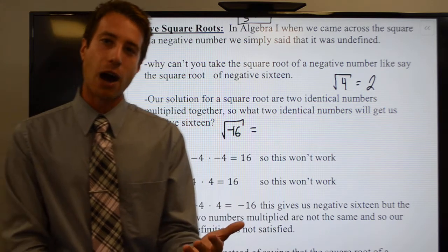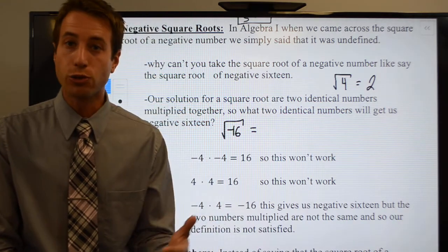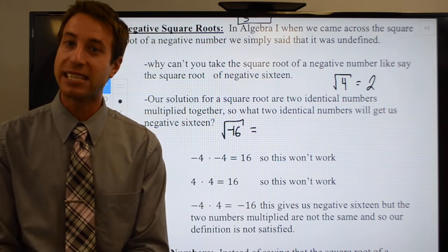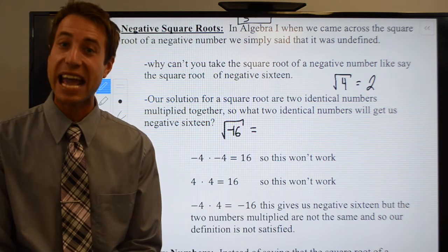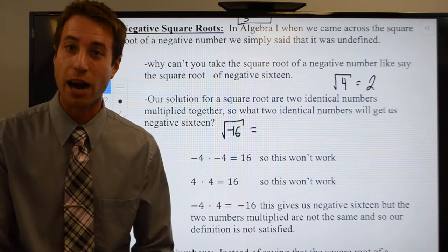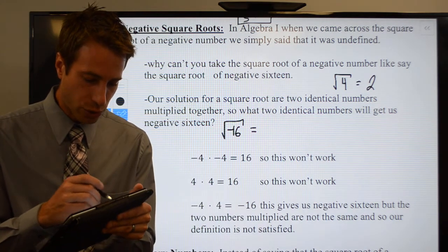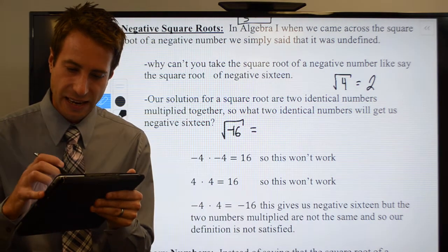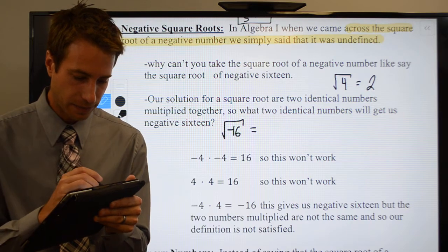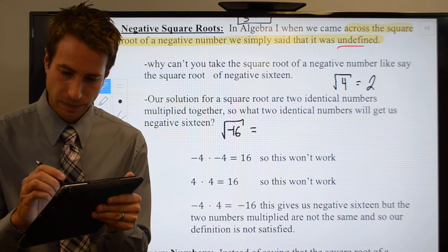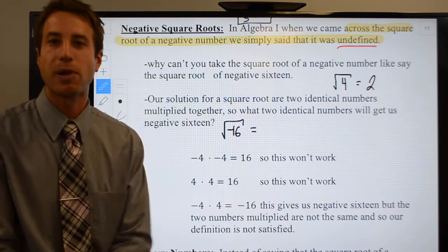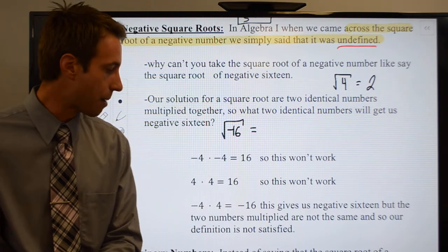So it turned out that there are no two real numbers that can be multiplied together to give you a negative number. And hence the reason why in Algebra 1, we told you guys that the square root of a negative number was undefined, because there are no two real numbers that when you multiply them together will get you a negative number.